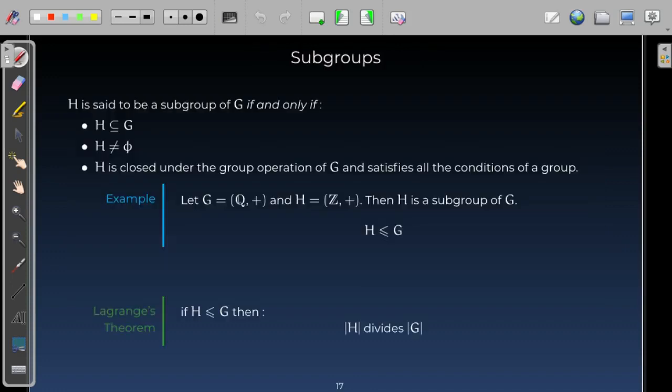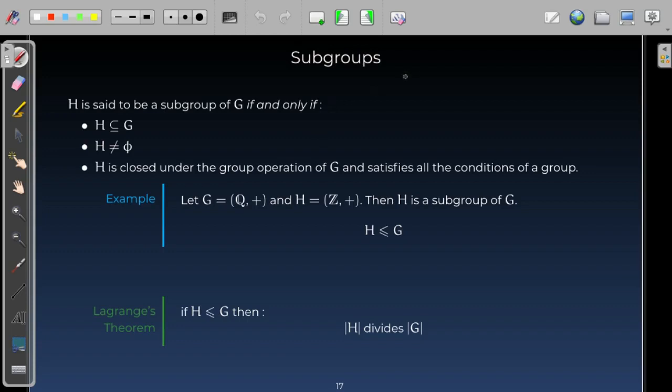Okay, so now we are going to discuss subgroups, and it's actually fairly simple: a group H is said to be a subgroup of G if and only if H is a subset of G, H is not empty, and H is closed under the same group operation of G and satisfies all the conditions of a group.